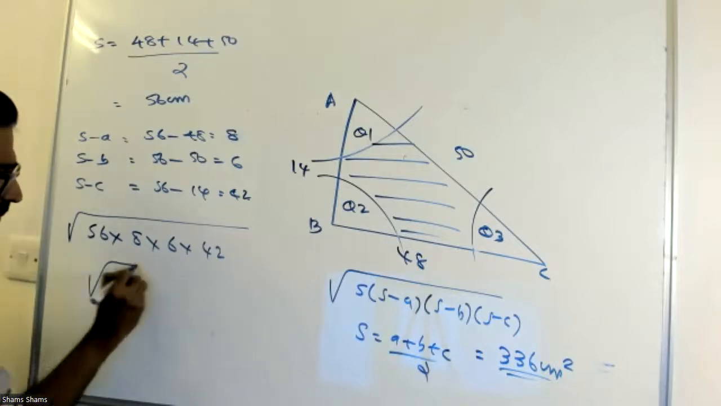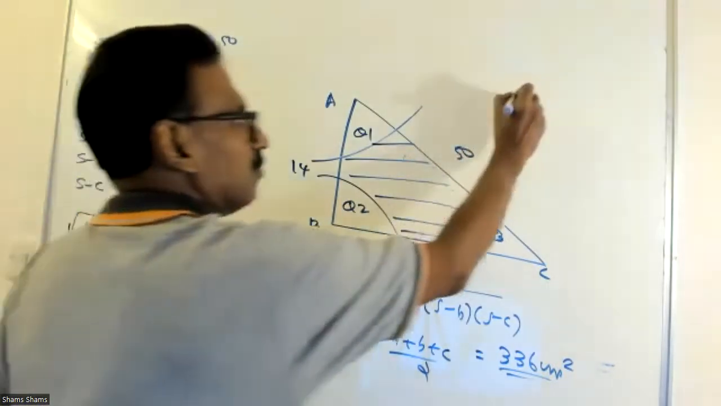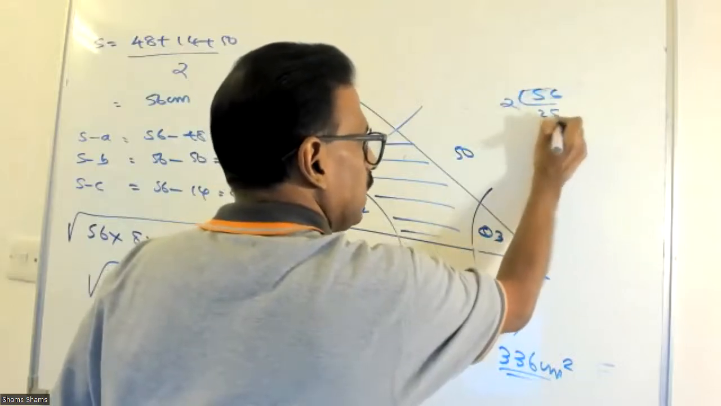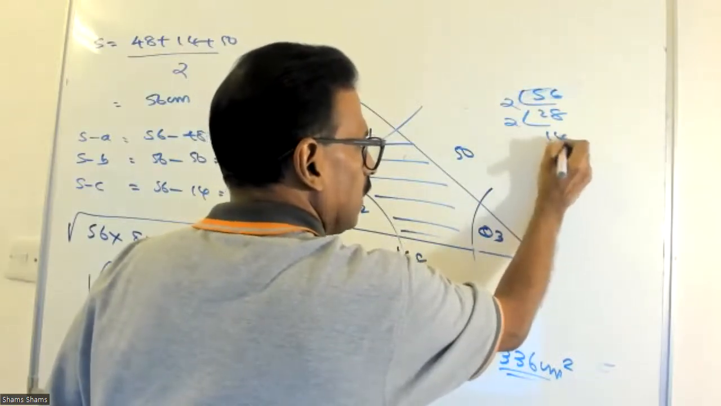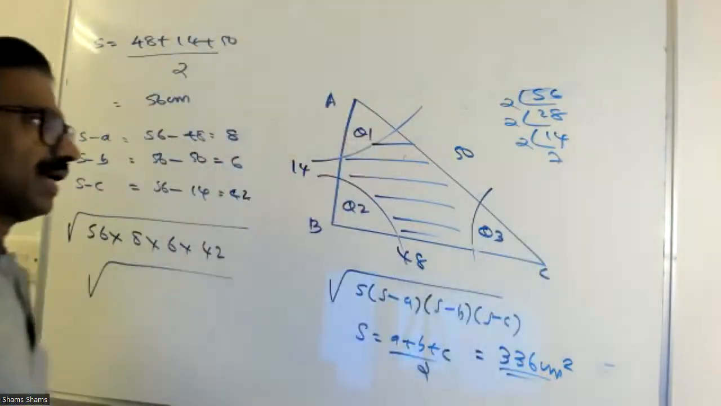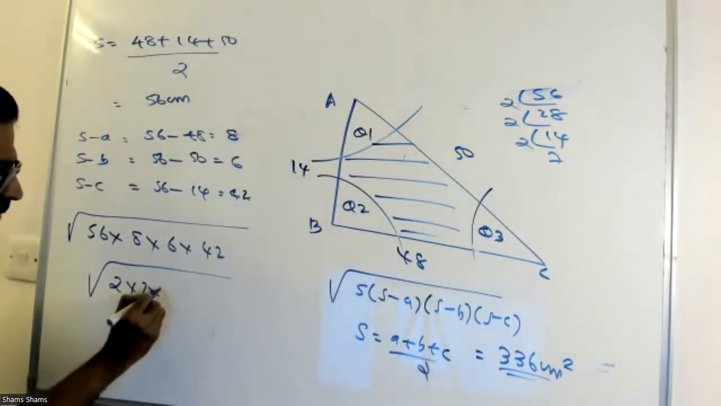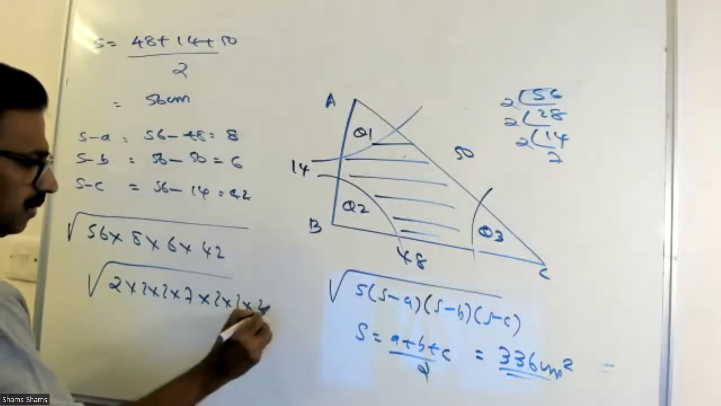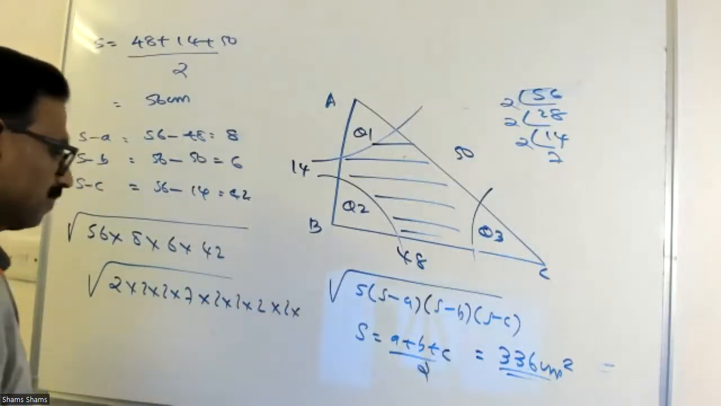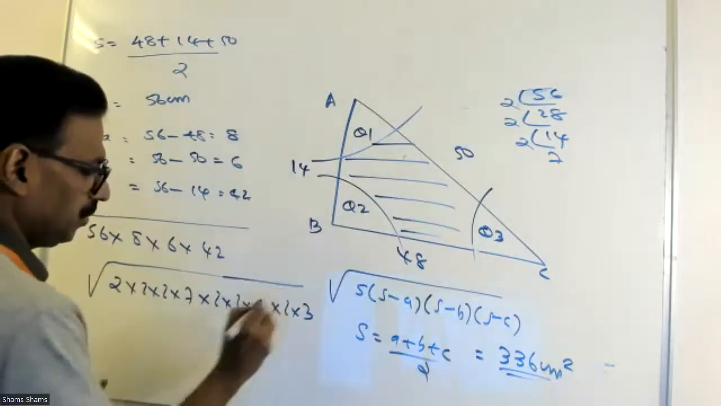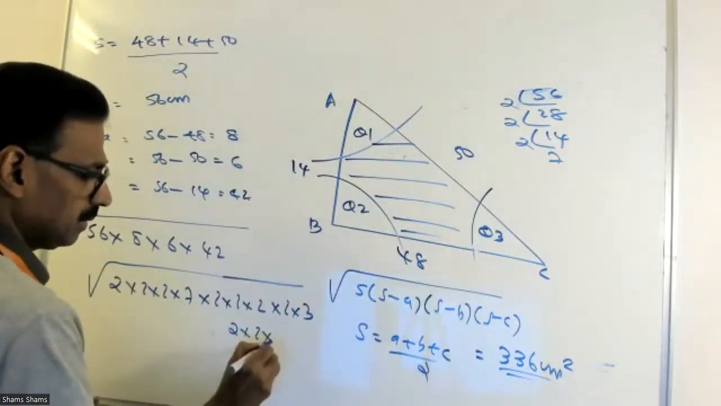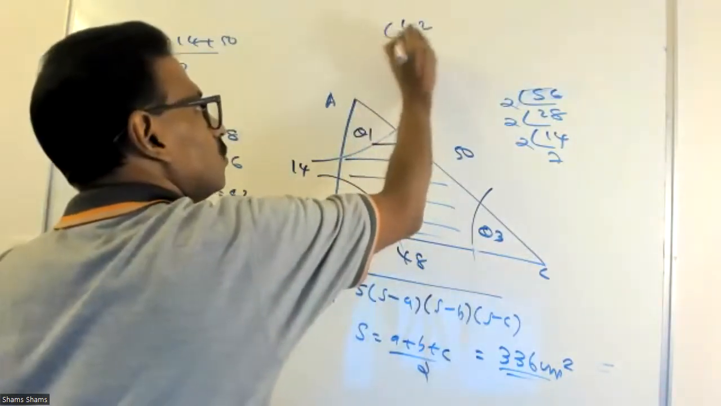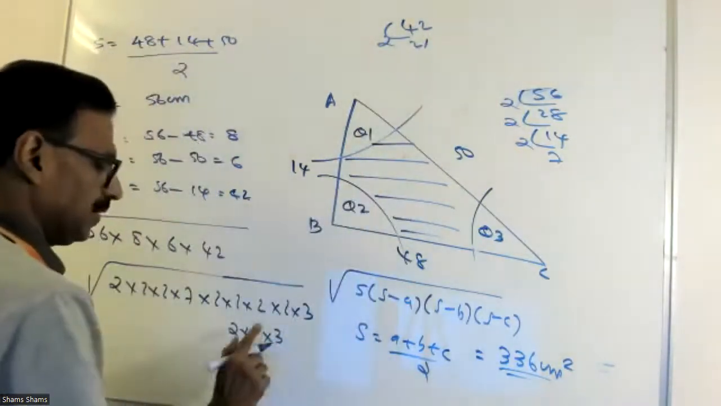Hassan, don't multiply and make a big number. You factorize it. 56: 2, 28, 2, 14, 2, 7. Make it like these factors: 2 into 2 into 2 into 7. 8 is 2 into 2 into 2. 6 is 2 into 3. 42: 2, 21, so 2 into 3 into 7.